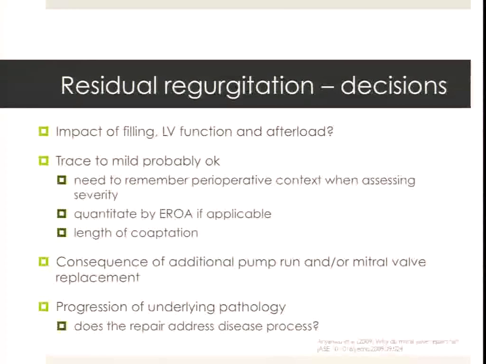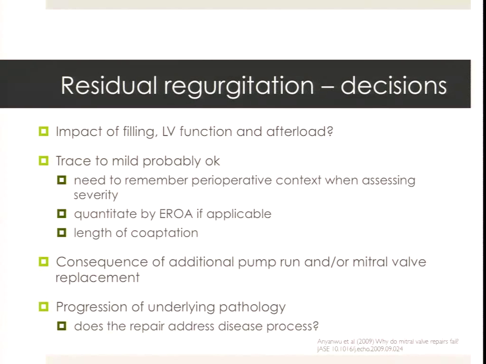Now, there's a few studies out of New Zealand and a few other places around the world about trace to mild regurgitation probably being okay. But you also need to remember the perioperative context when you're doing that, and the severity is always going to be less because you've got all those booster effects that I talked about before.